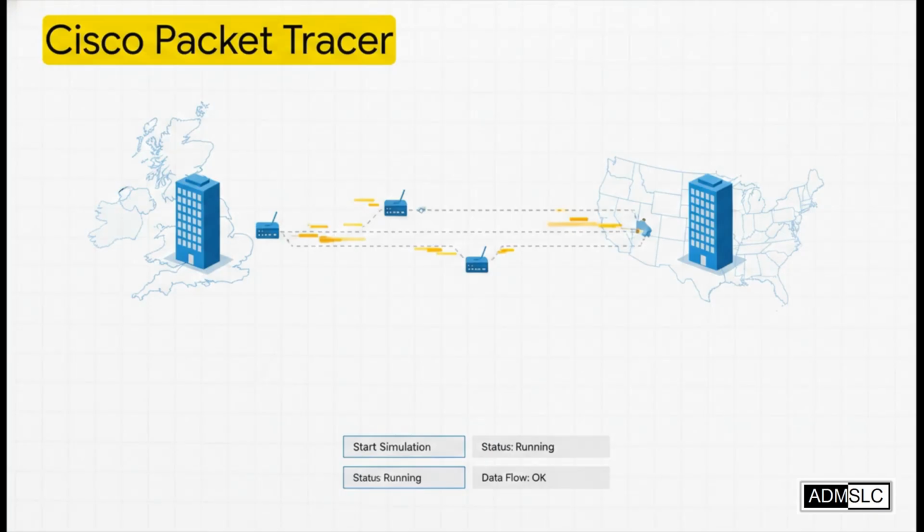And this is where the real magic happens, with simulation tools like Cisco Packet Tracer. These things are incredible. They let you build a complete virtual version of your entire network design in a digital sandbox. You can connect the London office to the US clinic, configure all the routers and servers, and actually test to see if data is flowing correctly, all before you spend a single penny on real hardware. This is how you find problems before they become real expensive problems.